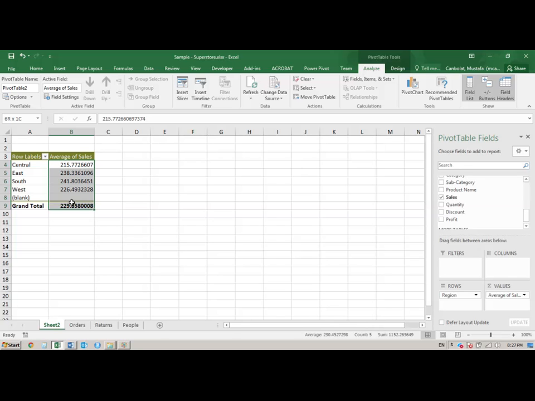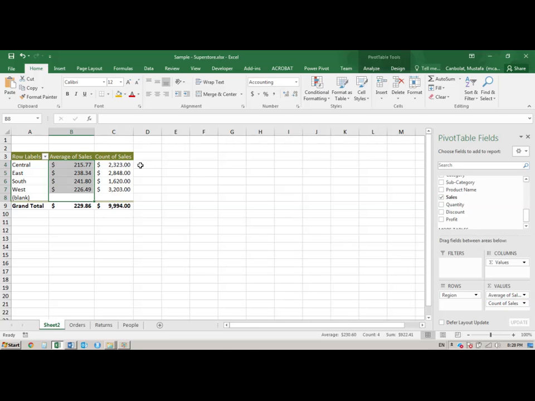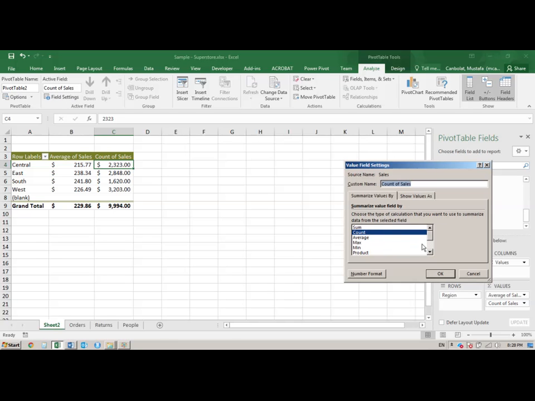Now we found the average sales in each region, and we see that the south region has the highest average amount. But are they really different from each other? You may also want to see the dispersion of the sales amounts. So I take the sales again and put it under values. Now instead of counts, I look at the standard deviation of the sales.